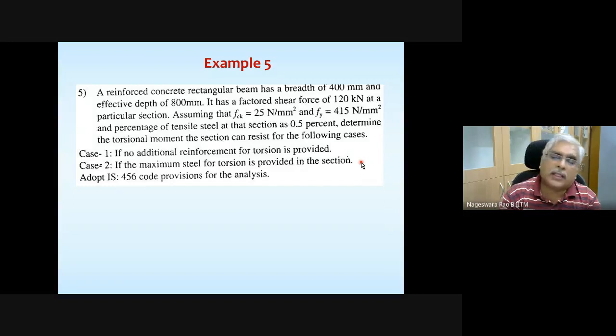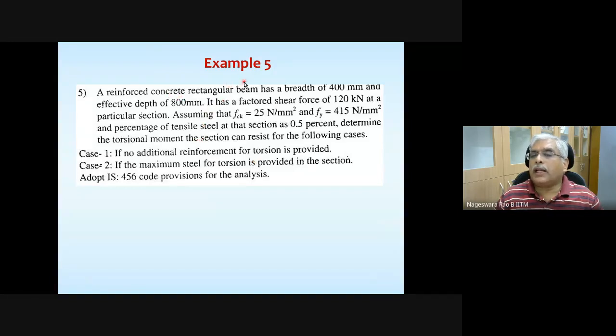Tau C max is going to depend on the grade of concrete. So once the grade of concrete is fixed, the maximum shear stress that is permitted is, in a way, given. Making use of table 20, you should be able to read it. That is tau C max. So here basically that is what we'll be using for the second case.